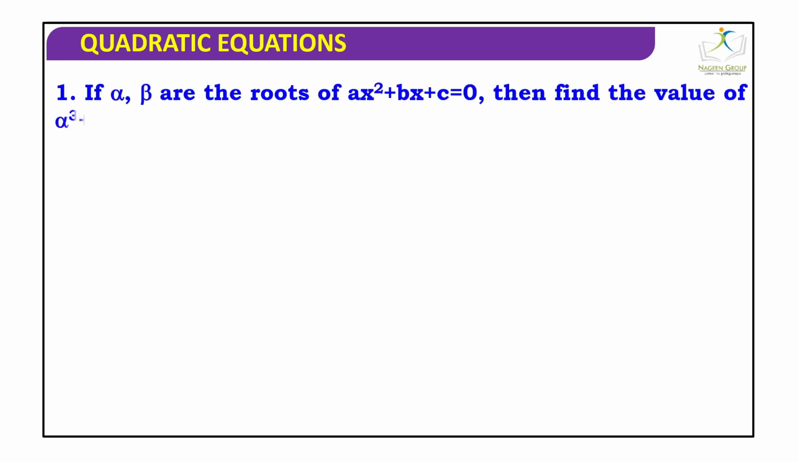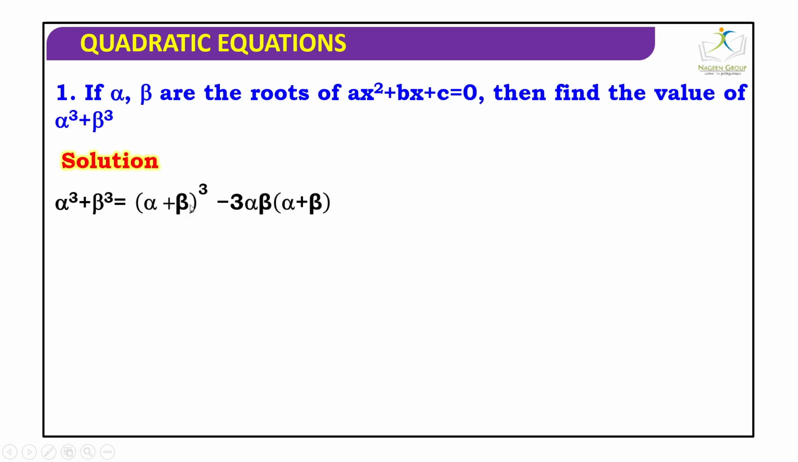Let's understand the question from here. If alpha and beta are the roots of the equation, then find the value of alpha cube plus beta cube. Here first we write alpha cube plus beta cube in terms of alpha plus beta and alpha into beta. In these types of questions, you need to understand that if they are asking about cube or square, we need to write that in the form of alpha plus beta and alpha into beta. So according to the formula we have alpha plus beta whole cube minus 3 alpha beta into alpha plus beta. So I am writing the value of alpha plus beta as minus b by a and alpha into beta as c by a.